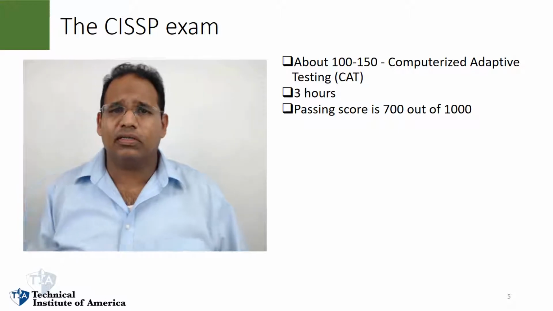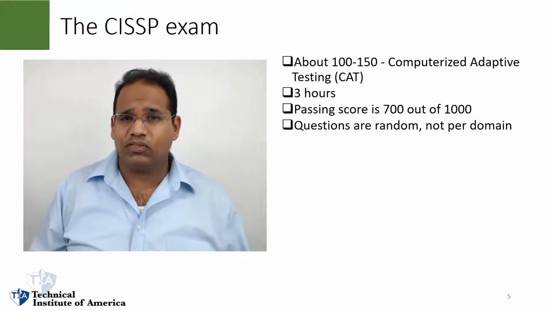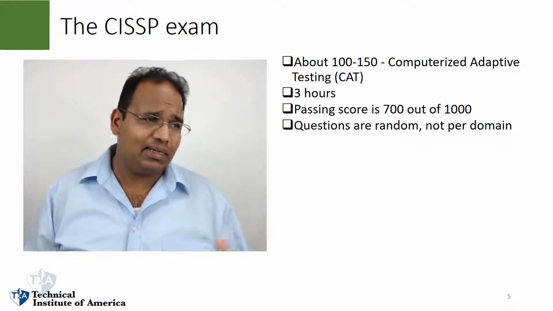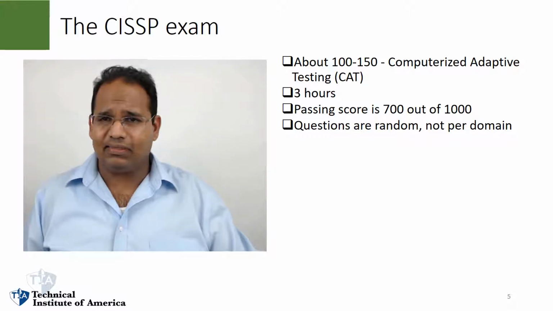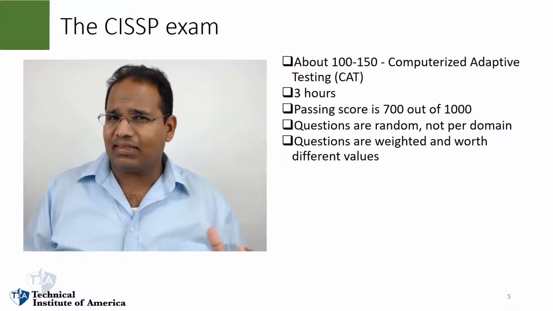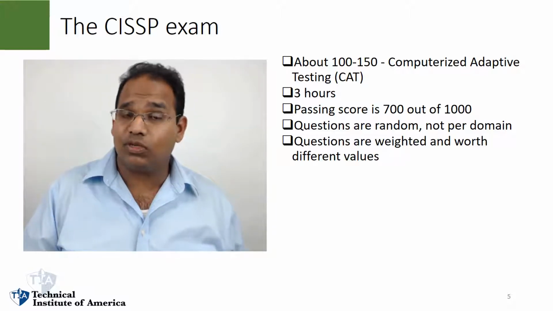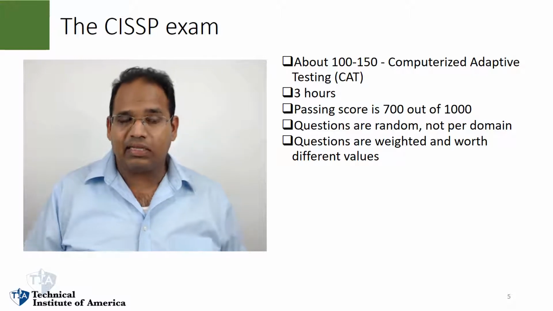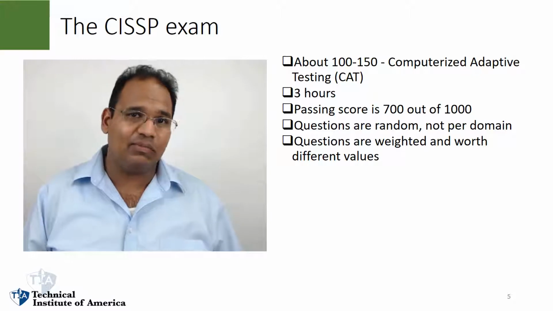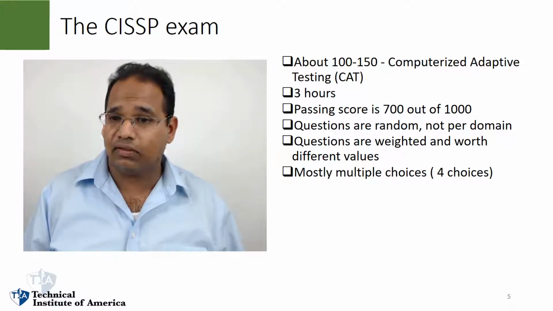Now, how does it work? Well, there's a couple other points to know. First of all, the questions are completely random. They're not by domains. You're not going to get security and risk management, then asset security. It doesn't work like that. The questions are completely random. Here's the thing. The questions are weighed and they're worth different values. So that's something else to consider, because not every question carries the same weight. Some are worth more points than others.